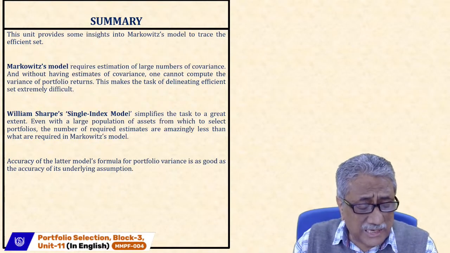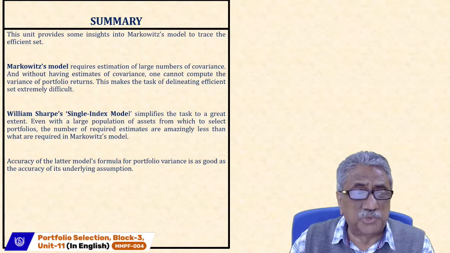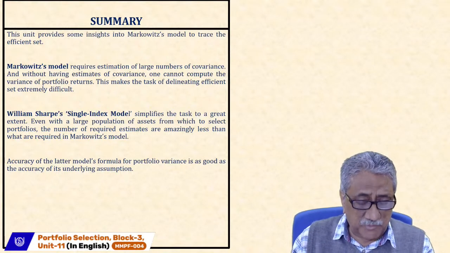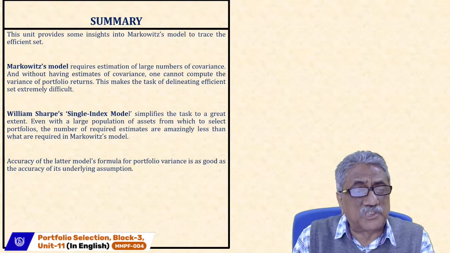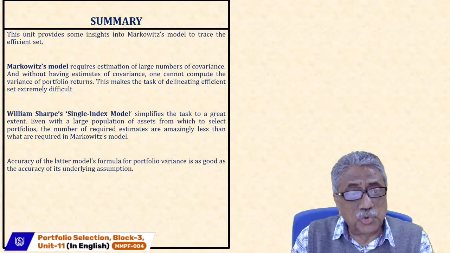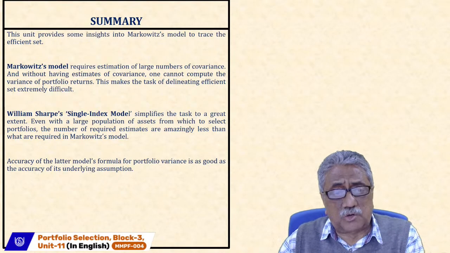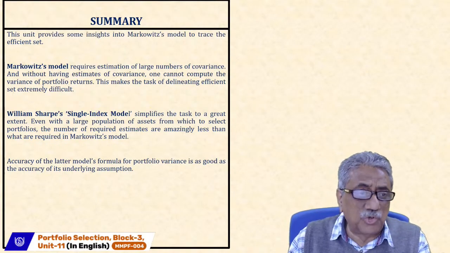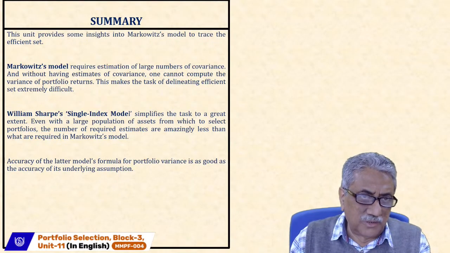Now, accuracy again, that is very important, of the latest model, that is William Sharpe's model, the formula for portfolio variance, that means risk, is as good as the accuracy of its underlying assumption. So the assumption is simple, and the risk or portfolio variance is also as good as the accuracy. That's the beauty of the Sharpe single index model.